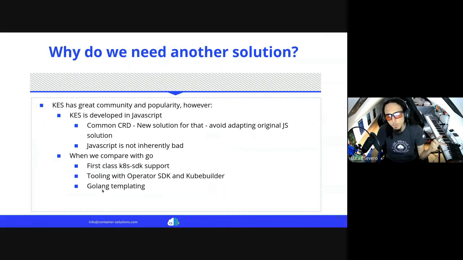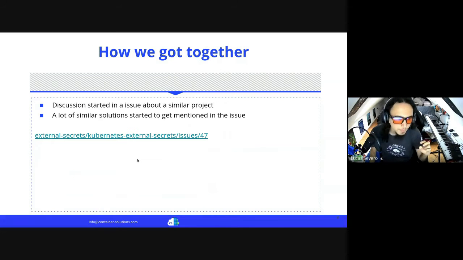And in our case, we wanted to use Golang templating. So we wanted to have a way to have dynamic changes based on our manifests. And this was made possible because we were using Golang and we were already thinking Golang templating would be a nice pattern to follow.